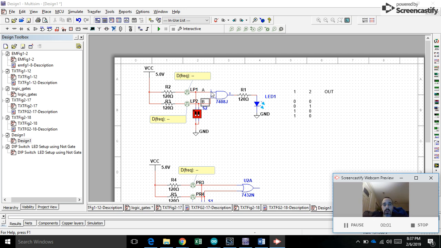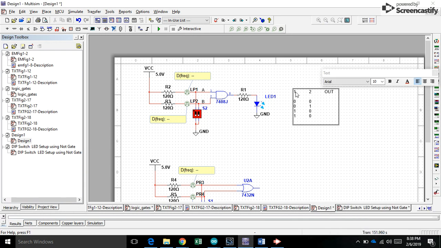All right. In the circuit here, what we have is a standard AND gate with two inputs A and B. So in my truth table, I'm going to change these 1 and 2 to A and to a B. Remember, the truth table is a way to see what's going to happen on the output here. So we have A and B.